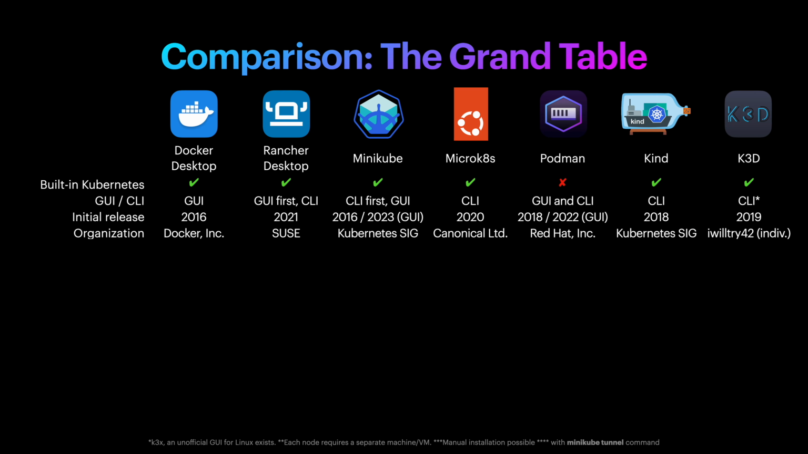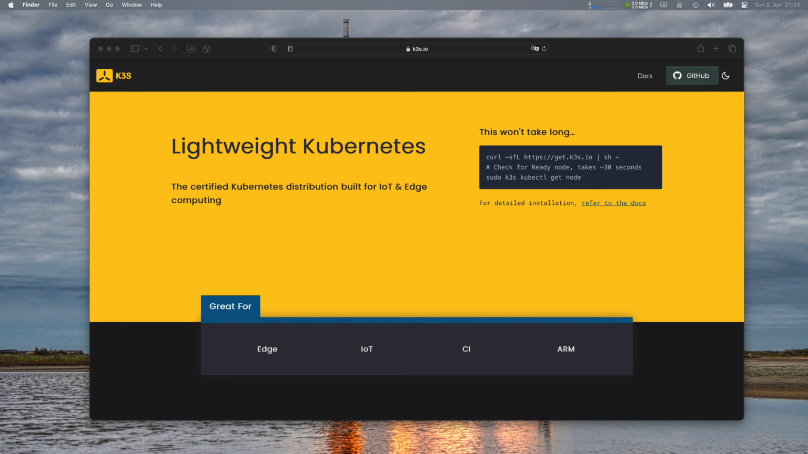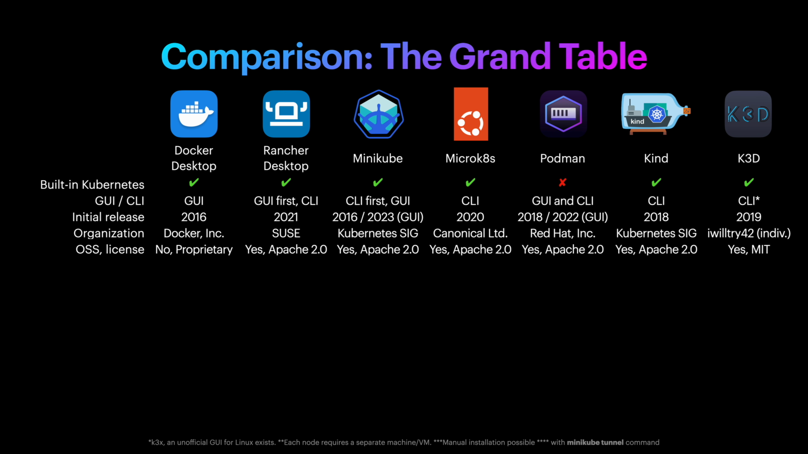I should mention here that both K3D and Rancher Desktop use the Kubernetes distribution K3s under the hood. License-wise, every project is licensed under an open source license, with Docker Desktop being the only exception. Its license model is largely free as well, but you need a paid subscription if you're using it for work in a company that has more than 250 people or $10 million in annual revenue.